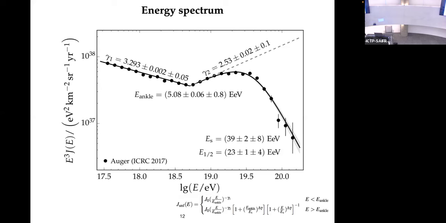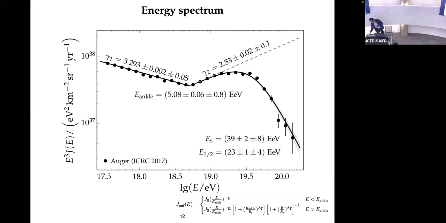So don't get mistaken by the shape, because the spectrum, which is J, is multiplied by E cubed. The spectrum is always falling with the energy, but we multiply by E cubed to better see the features. So there's a very strong suppression at high energies. We believe we understand more or less what's going on here. There are some open issues still.